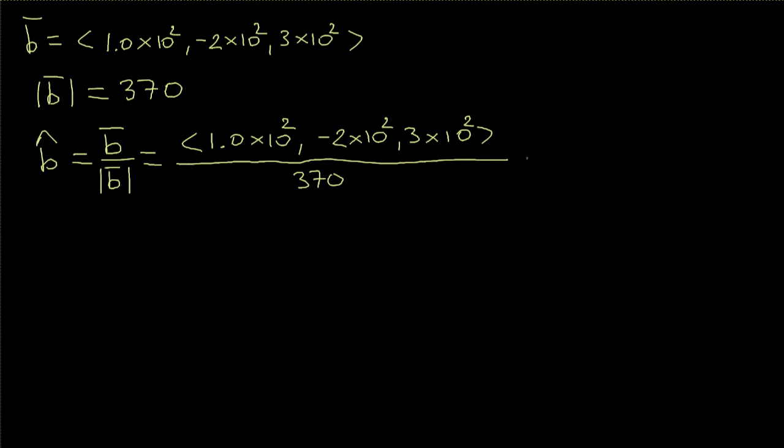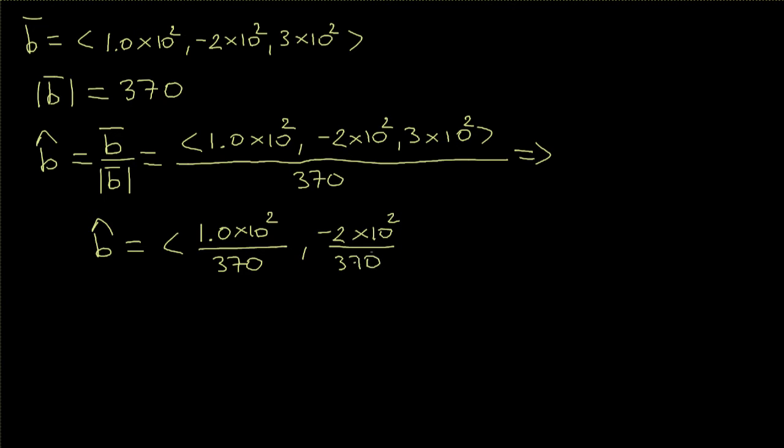Now, the result is a vector, so you have to be careful with this. When you calculate the unit vector, you have to find a vector. So that's why I start by writing this left bracket here. The x component of the unit vector is going to be the x component of vector B, so 1 times 10 to the 2, divided by 370, by this number right here. The y component is going to be the y component of vector B, minus 2 times 10 to the 2, divided by 370, the number that I have in the denominator. And the z component is 3 times 10 to the 2 divided by, again, 370. And this is the end of my vector.